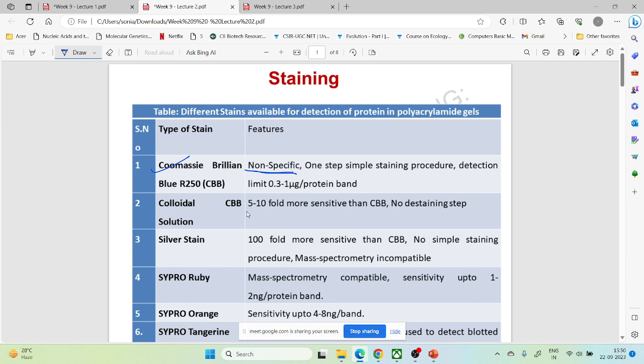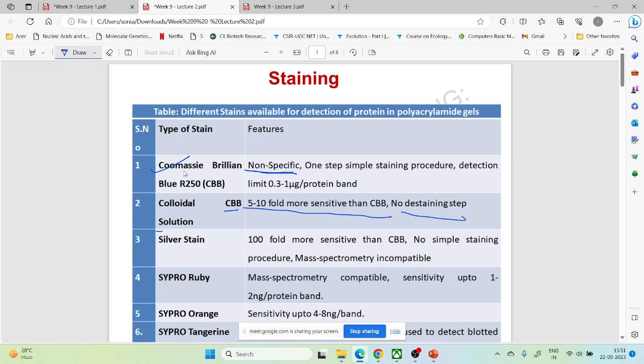Then we have some other solutions like CBB. It is a little more sensitive, 5 to 10 fold more sensitive. There is no de-staining step. If you have gone through the videos, in subsequent lectures you have to do a de-staining step when you use your CBB dye.